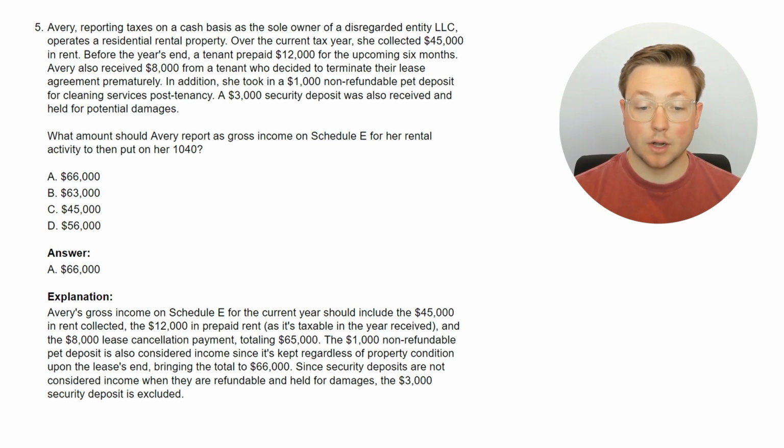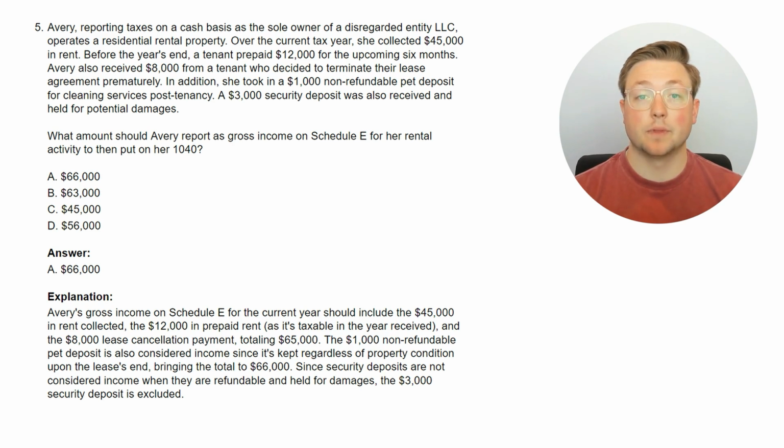Since security deposits are not considered income when they are refundable and held for damages, the $3,000 security deposit is excluded. Okay, so for rent, and I'm sure most of you have dealt with this before, security deposits are something you basically put down at the beginning of your lease that they hold on to until the end, just in case something happens. Now, that does not count as income because it is being held specifically with the purpose of hopefully being refunded if there are no damages that need to be fixed by the end of the rent.